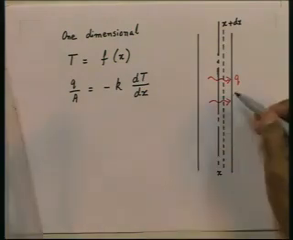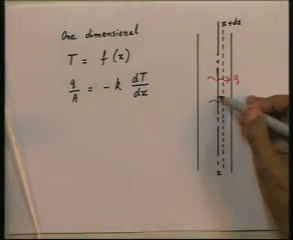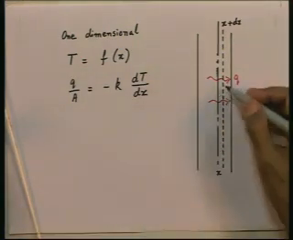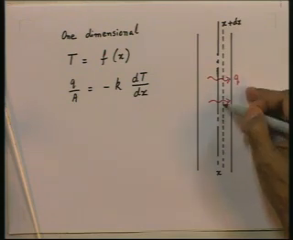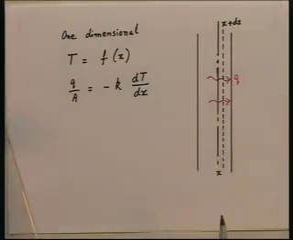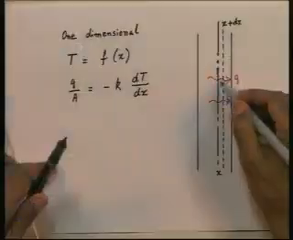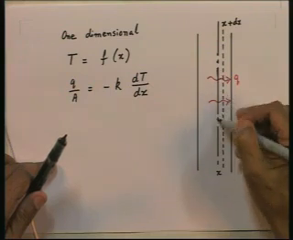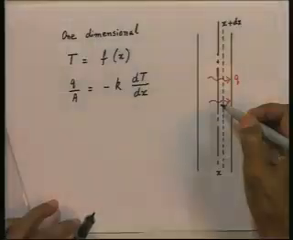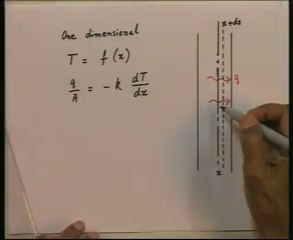Now, if the quantity q flowing across x, some area of x, is not the same as the quantity q flowing across x plus dx, then the first law of thermodynamics says that the energy of the material within these two planes x and x plus dx will have to change, either increase or decrease, if q is not the same. And if that happens, the temperature will have to change. But we have already said that the temperature is not changing with respect to time.